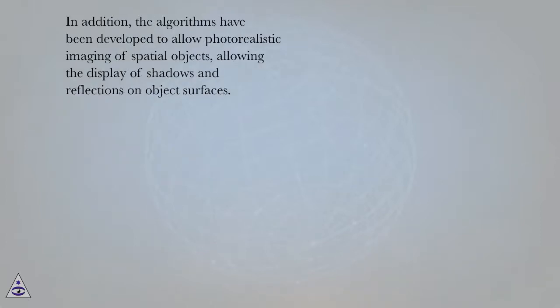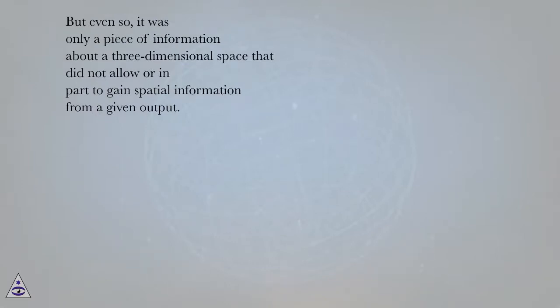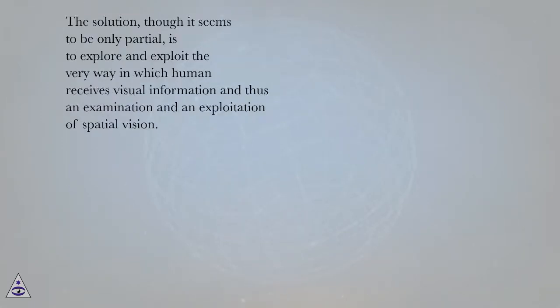In addition, the algorithms have been developed to allow photorealistic imaging of spatial objects, allowing the display of shadows and reflections on object surfaces. But even so, it was only a piece of information about a three-dimensional space that did not allow, or only in part, to gain spatial information from a given output. The solution, though it seems to be only partial, is to explore and exploit the very way in which humans receive visual information, and thus an examination and an exploitation of spatial vision.